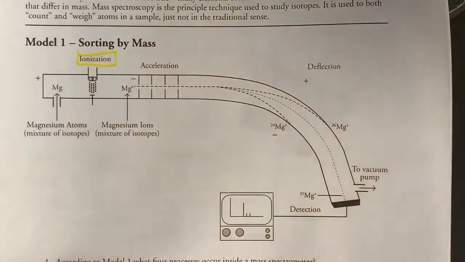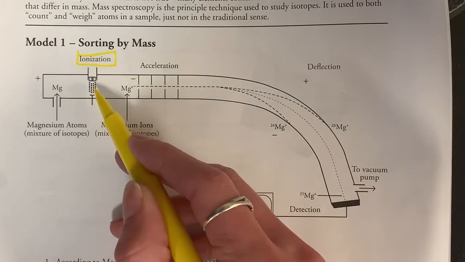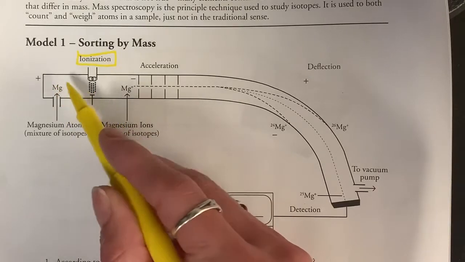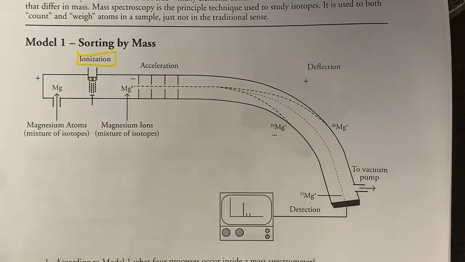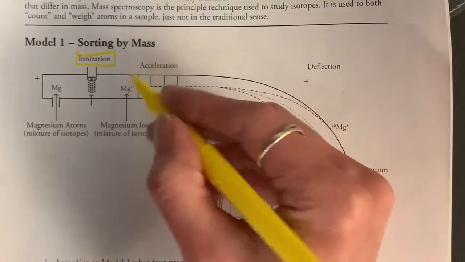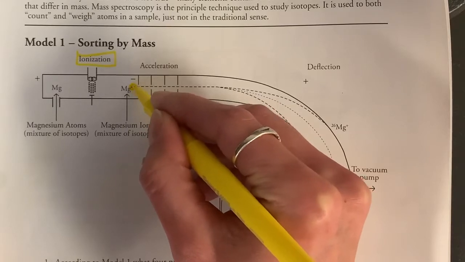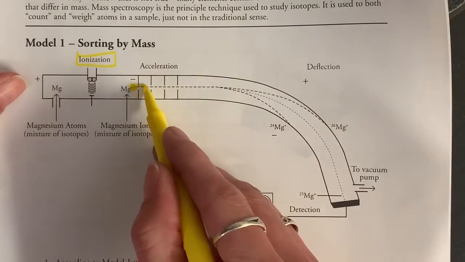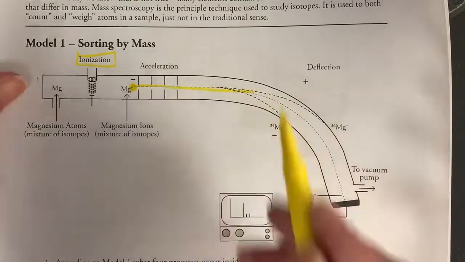is ionization. I know that in a regular atom, my protons and my electrons are both the same, so my positive and my negative cancel out. What happens here is these little dots are a steady stream of electrons. They're going to hit my neutral atom and knock off some electrons. So now I have something called an ion. Over here, my magnesium now has this positive charge. My positive magnesium gets sped up through this tube. He starts going and going and going.